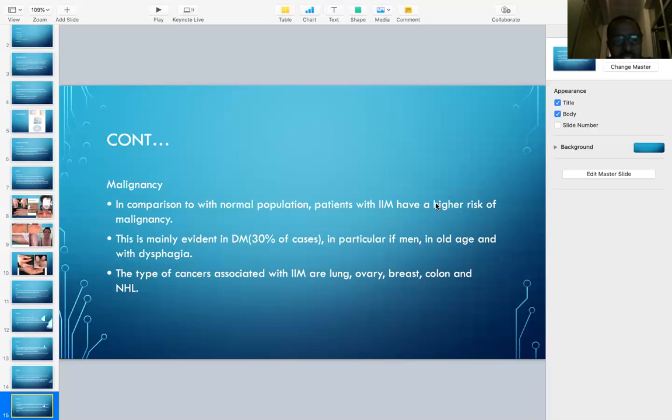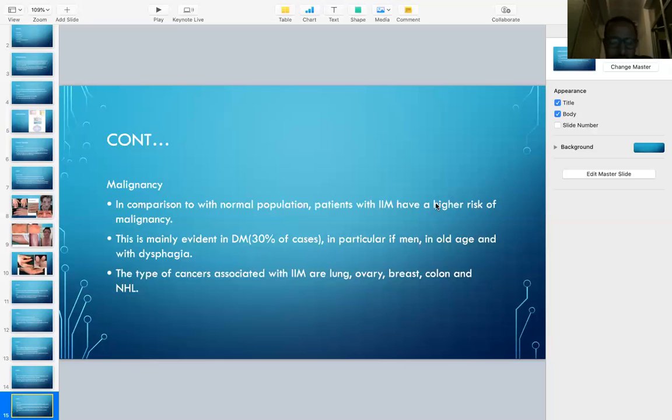The other important issue, especially in relation to inflammatory myositis, is that idiopathic inflammatory myositis carries a higher risk of malignancy. This is evidenced in dermatomyositis, where 30% of cases can have malignancy. There are specific antibodies, we'll see them subsequently, which increase the risk of developing malignancy. Patients are usually diagnosed with the malignancy within 3 years of the diagnosis of the inflammatory myositis. Specific risk factors are male patients, older age, and dysphagia. The types of cancers commonly diagnosed are lung, ovarian, breast, colon, and NHL.